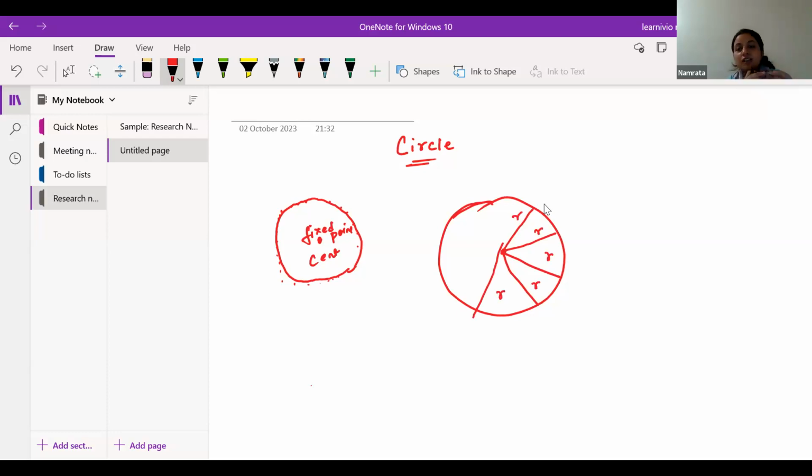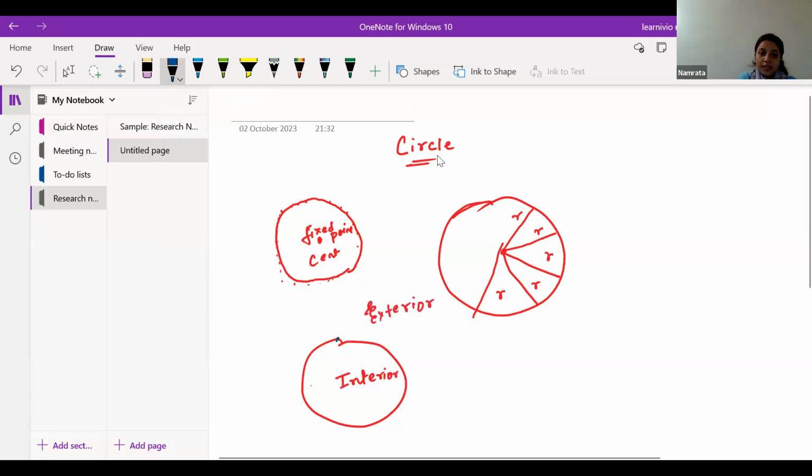Now, whenever we are drawing the circle, we are getting three parts. That means if we are having this circle, this is called the interior part of the circle. This one is called the exterior part of the circle. And if you are taking any point, let's say point P, then this point P is on the circle. So you must understand the difference between interior part, exterior part, and on the circle.